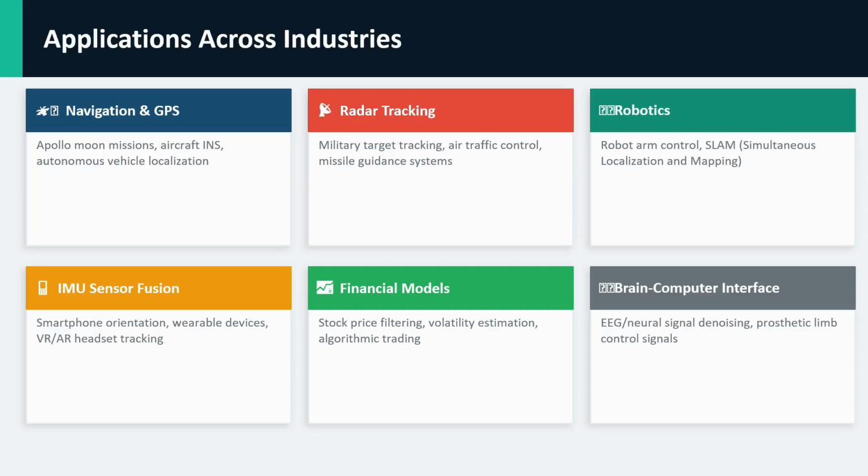Then robotics. Self-driving cars use it for SLAM, building a map while tracking their own position. Then there is the IMU sensor fusion. Your smartphone screen rotation is driven by a Kalman filtered combination of accelerometer and gyroscope data. And finance models use it to estimate hidden volatility in stock markets and filter noisy time series data. And it's even used in neuroscience, basically in brain computer interfaces. EEG brain signal denoising and prosthetic limb control rely on Kalman based filtering. Truly one of the most impactful algorithms ever invented.